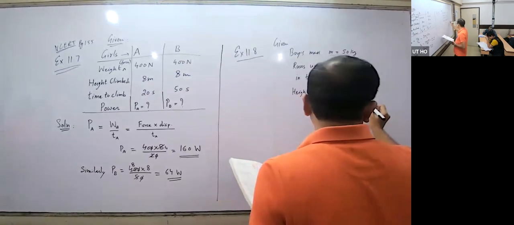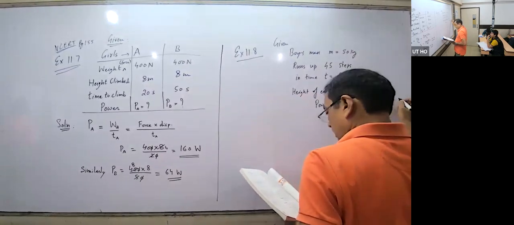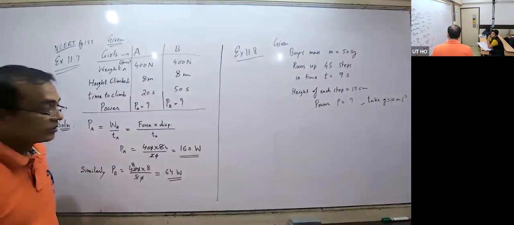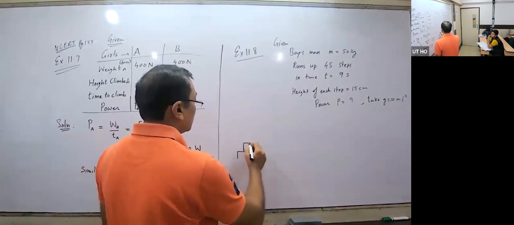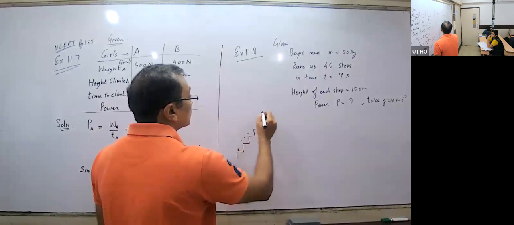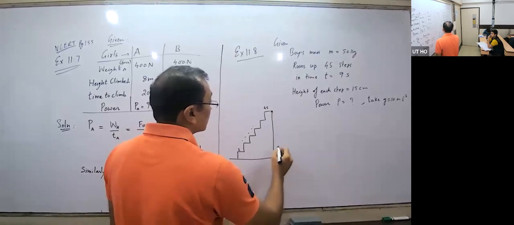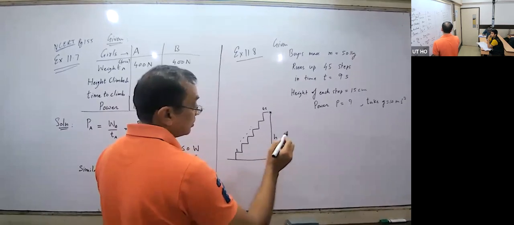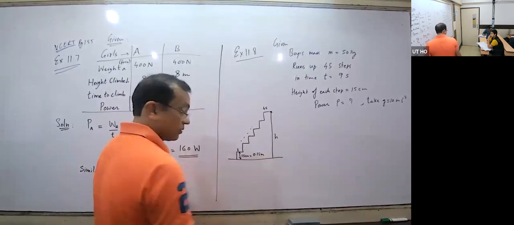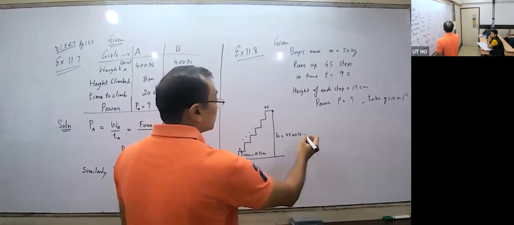If you take g is equal to 10 meter per second square. So have you understood the question? There's a boy who is climbing 45 steps, right? Let's say this is step number 1. This is step number 45. At the end of this step, he will reach a height h. What is the height of one step? 15 centimeter, which is 0.15 meter. So total height is 45 into 0.15 meter.